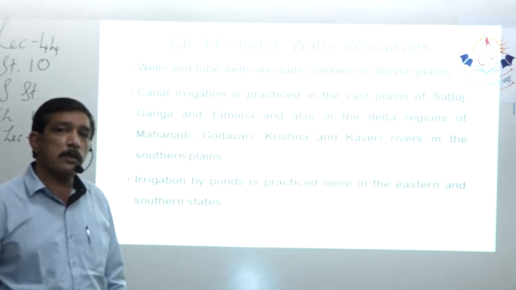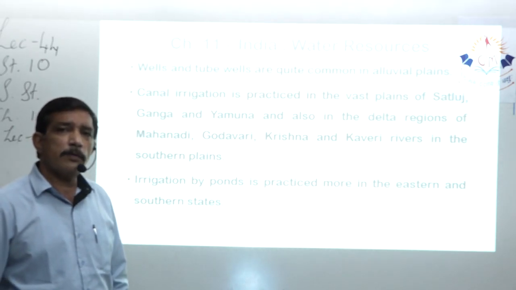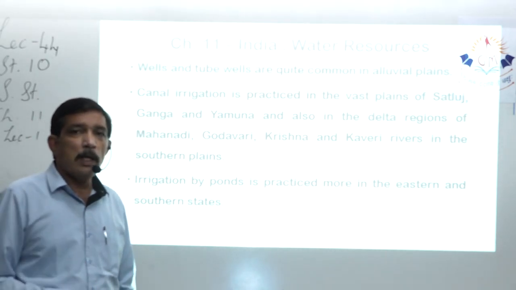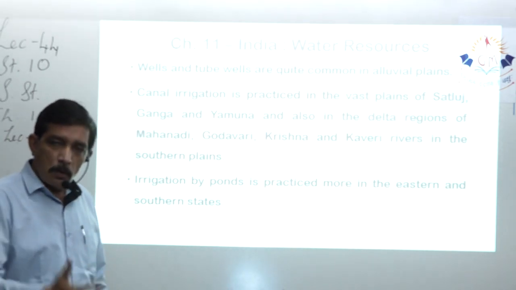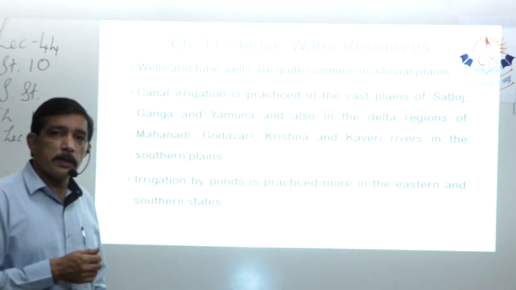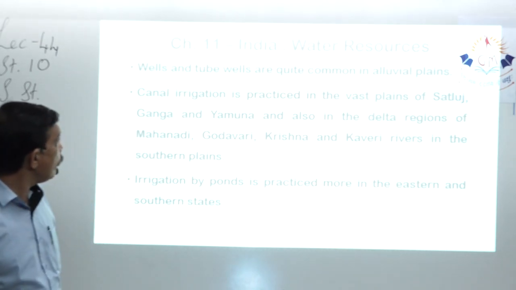So as we discussed, within 10 to 15 or 20 feet you will have water if you dig up a well. So that's a very common method. The river is far away, but if you dig a well, water is quite available near the surface and you can easily get lots of water.